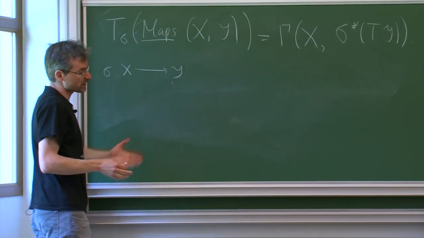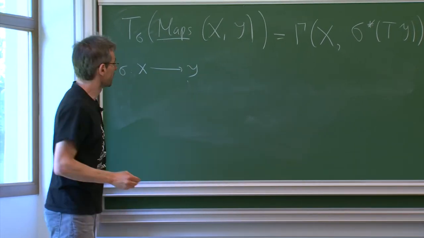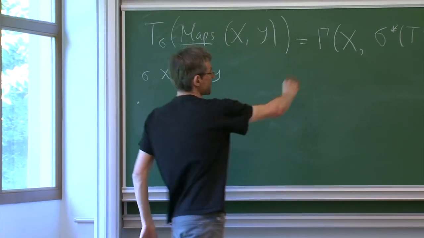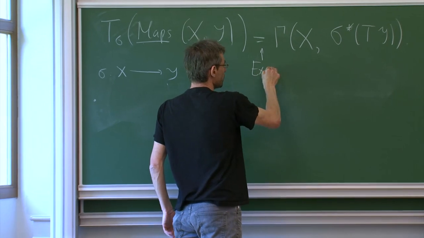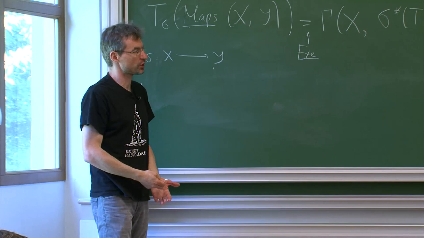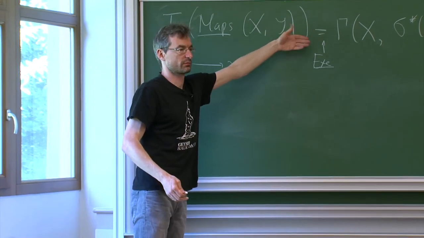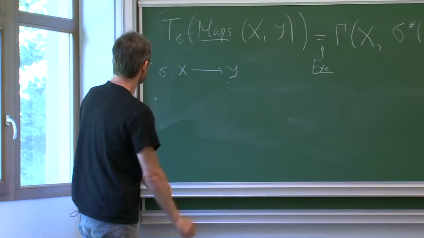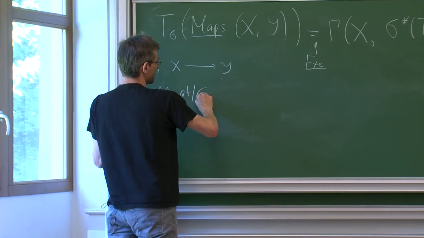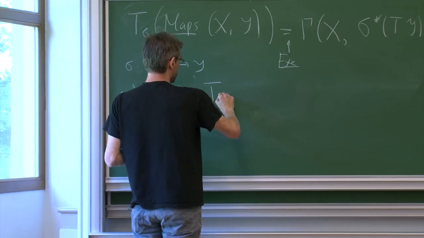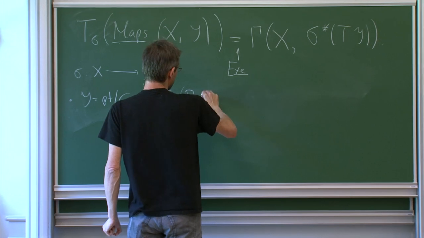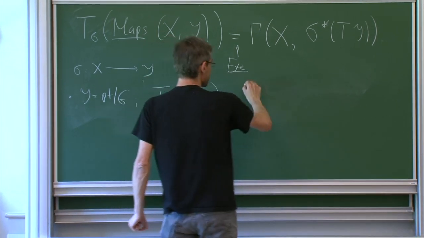So again, no surprises, just that it makes rigorous sense. So in particular, and it's a great exercise, if you want to acquire practical knowledge of how derived algebraic geometry works, just do it. So if Y is point mod G, we obtain the following description of Bun_G. Well, it's gamma.